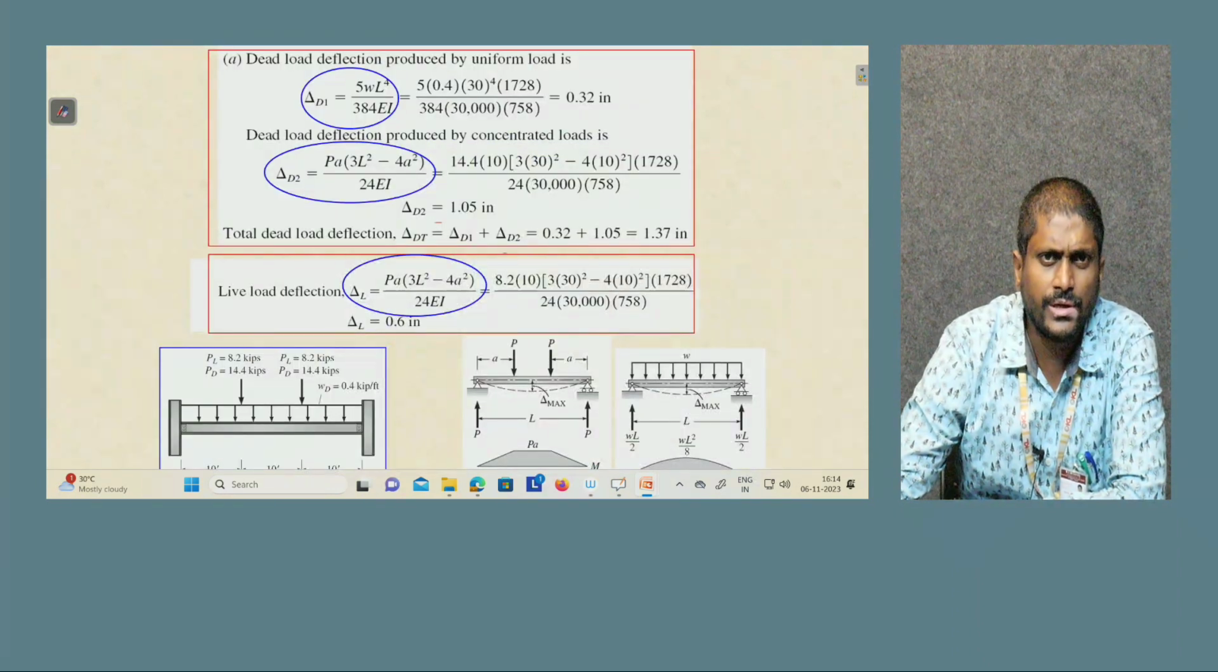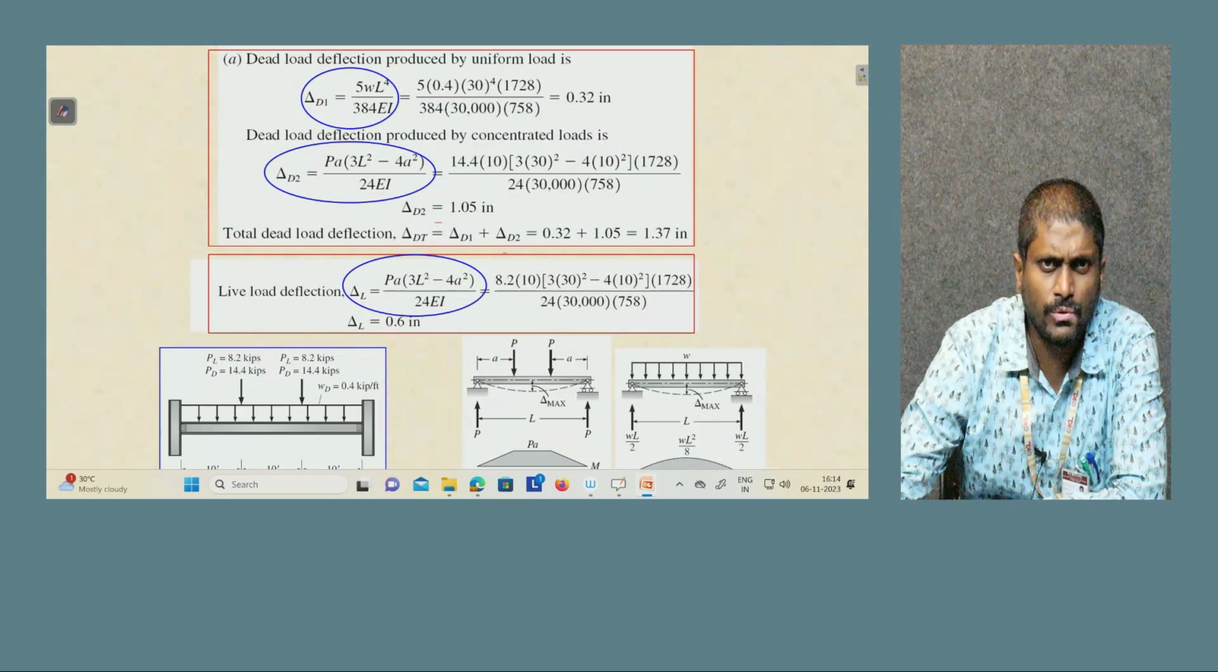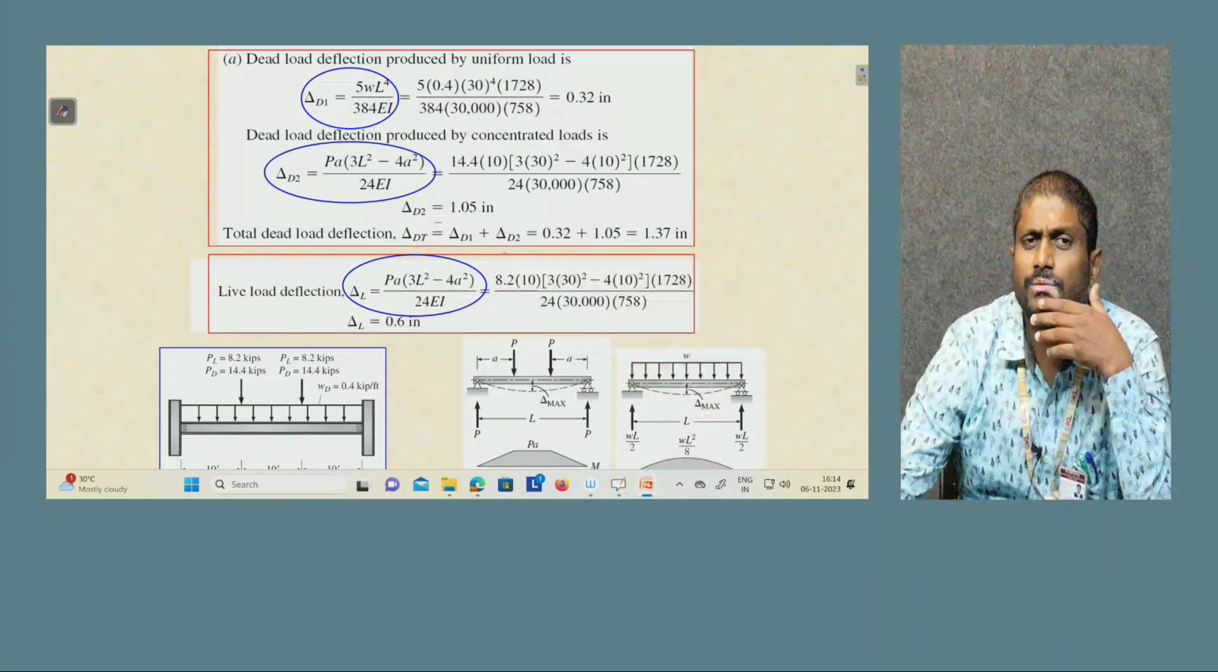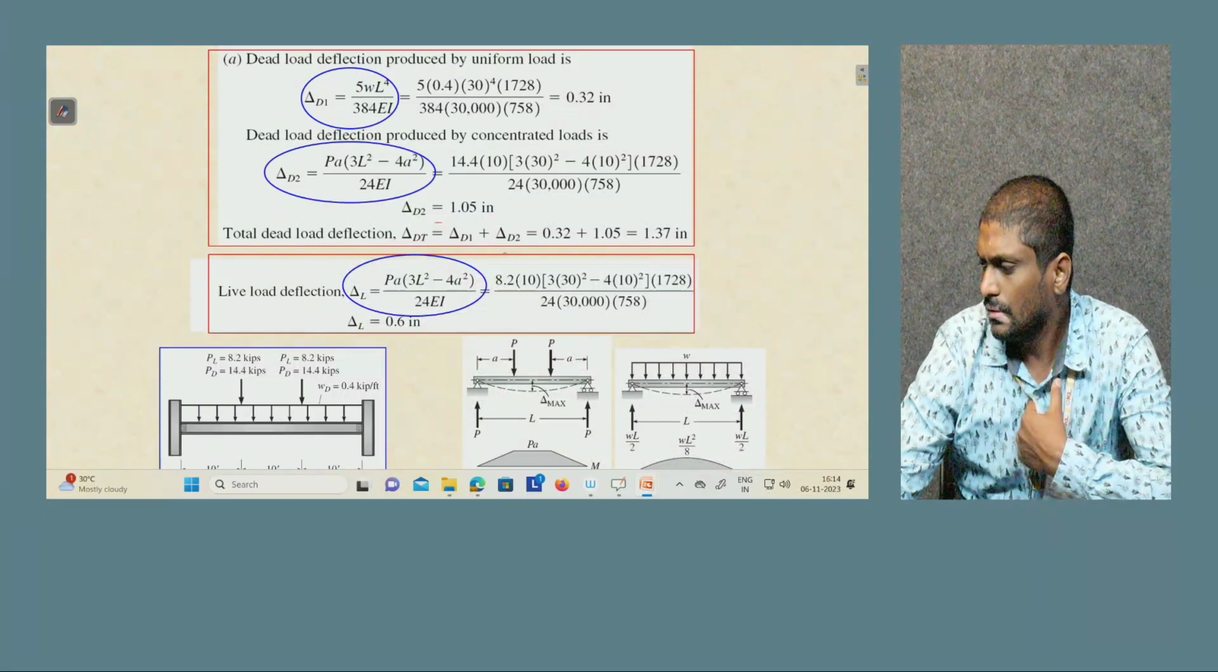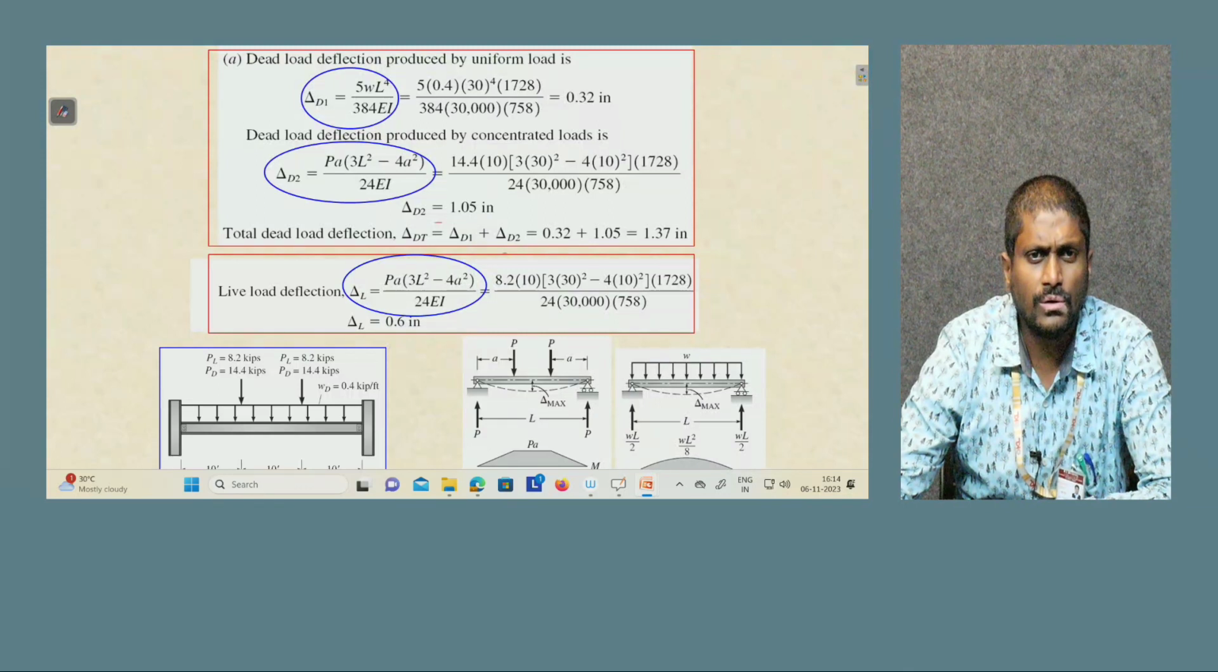Of course, the dead load deflection produced by the uniform load is delta D1 equals 5 WL to the power of 4 by 384 EI, and all values can be interpreted. The dead load deflection produced by concentrated loads is so and so. Then the total dead load deflection delta DT equals delta D1 plus delta D2 equals 0.32 plus 1.05. So likewise you can calculate all the given deflections.